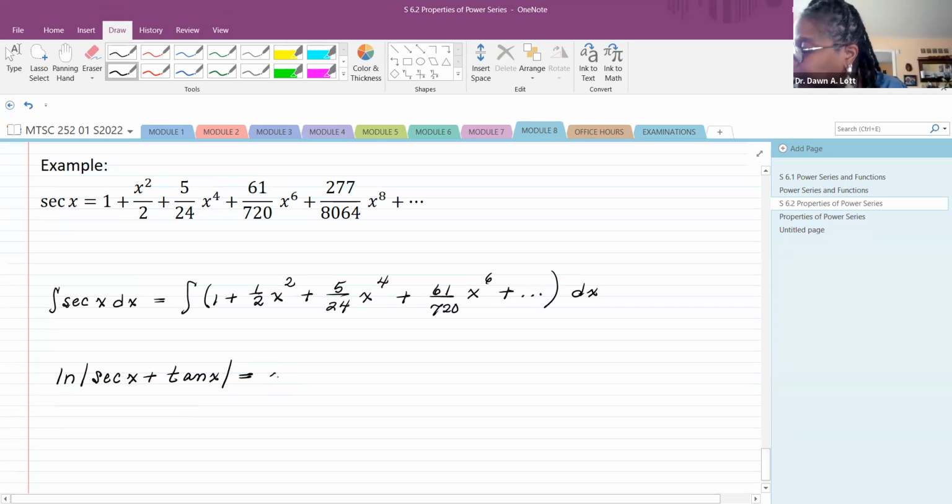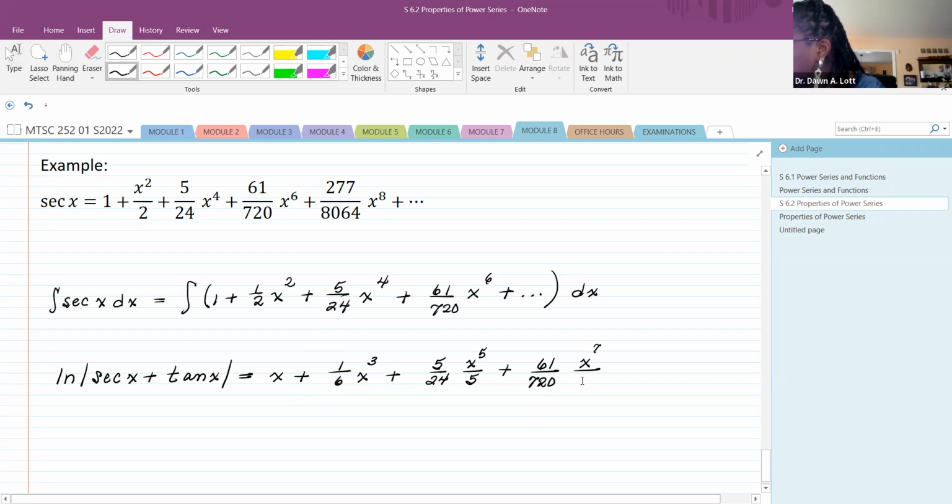So 1 becomes x. Then I'm going to add 1 to the exponent, so I'm going to get 1 over 6 x cubed. Then I'm going to get 5 over 24 and x to the 5th over 5. And then I'm going to get 61 over 720 and x to the 7th over 7 plus dot, dot, dot, plus an arbitrary constant. So just by integrating the secant, I can find the power series for its integral, which is that.